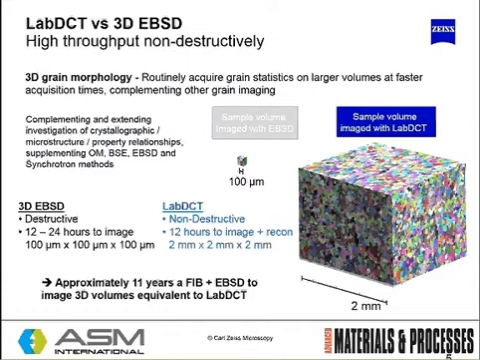With lab DCT, you can non-destructively image in 12 hours a 2 millimeter by 2 by 2 cube and reconstruct and perform the 3D grain map of the entire volume. So in terms of productivity, it's approximately 11 years to generate the same volume imaging and analysis in 3D compared to this 12 hours within lab DCT. So it's a very powerful technique.